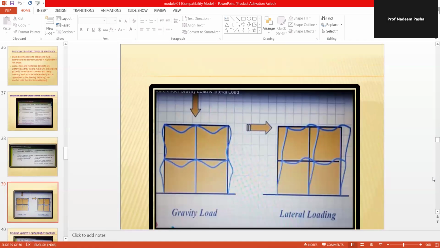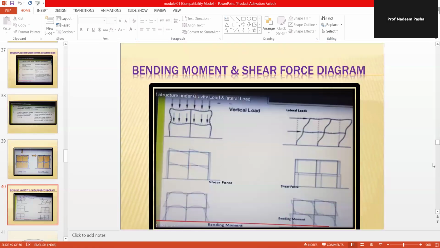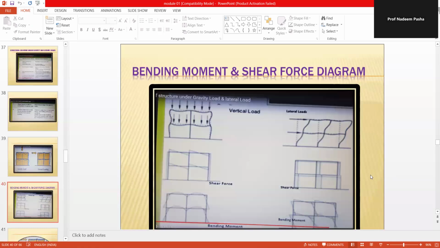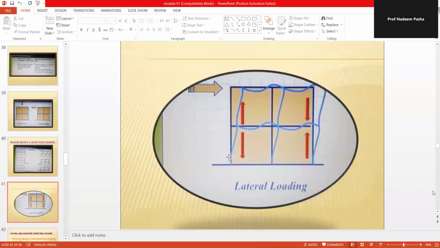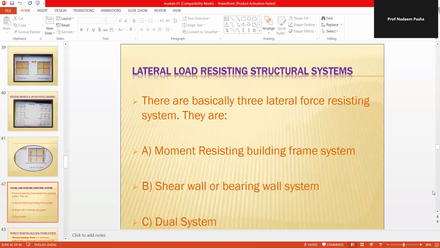So this is the difference between gravity load and lateral load. If you see the figure also here, you can see that in the case of gravity load the shear force is less, whereas in the case of lateral loading the shear force is more. The bending moment and shear force, you can also see the hogging and sagging pattern in the case of gravity load and lateral load. See here. Now, lateral load resisting structural system.